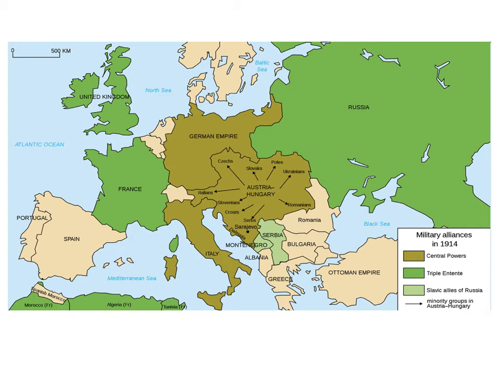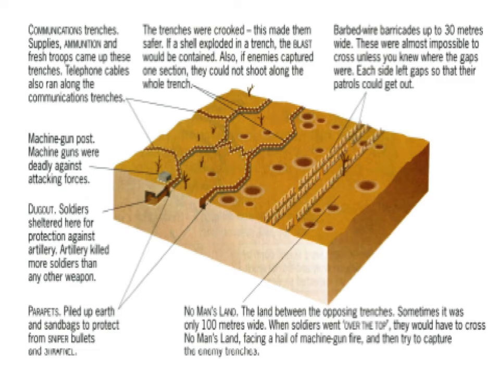So what does a trench line look like? Well, this is about half of it. This would be on just one side. On the right-hand side of this picture, what you can see is what is called no man's land. No man's land is the area between the trenches.